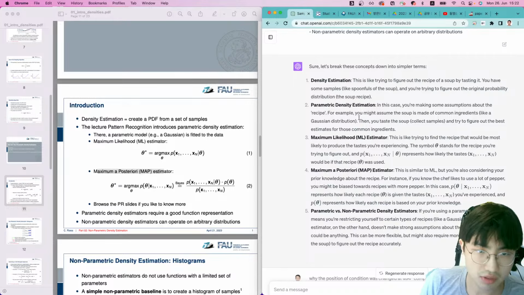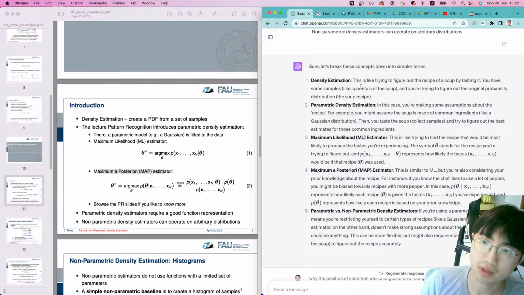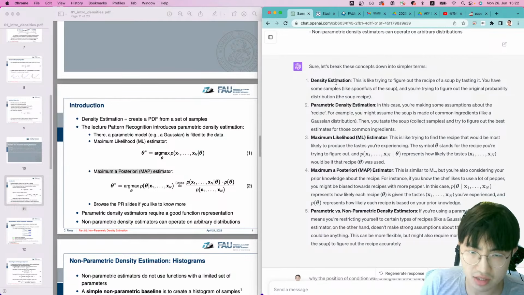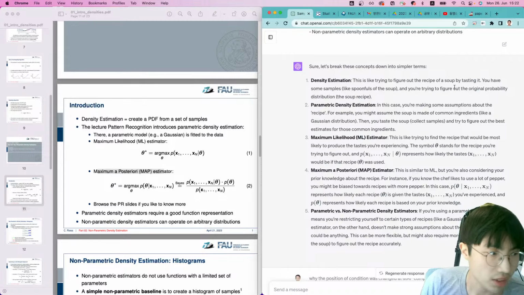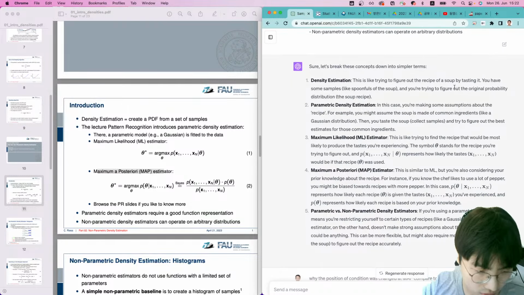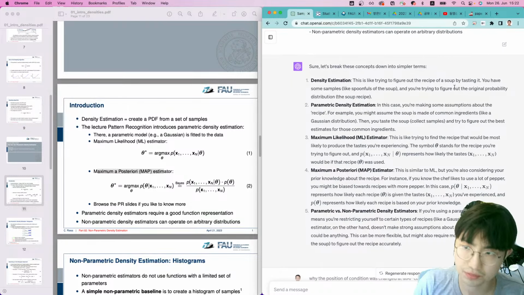To make it easy to understand, we use an analogy. Here we use the example of soup. We can think of density estimation as making a soup. It is like trying to figure out the recipe of a soup by tasting it. Think about it: we taste a very delicious soup and we want to figure out which ingredients are in it, and we want to get the recipe from the soup.